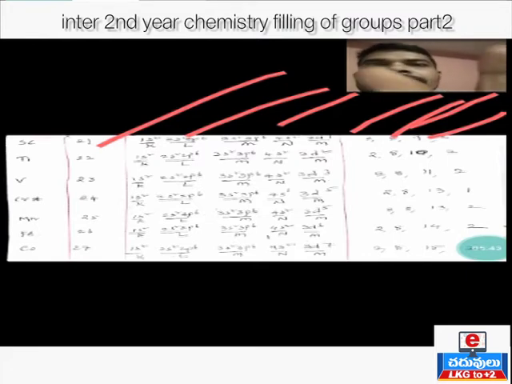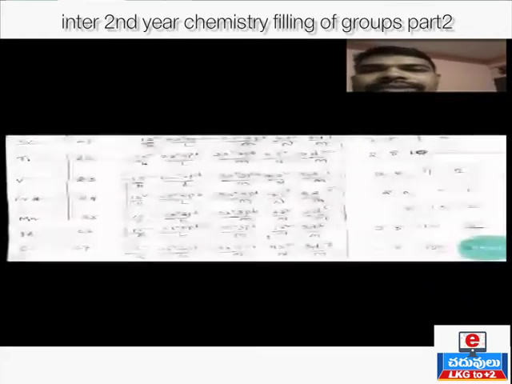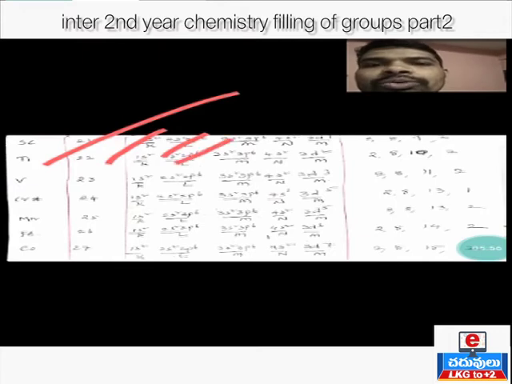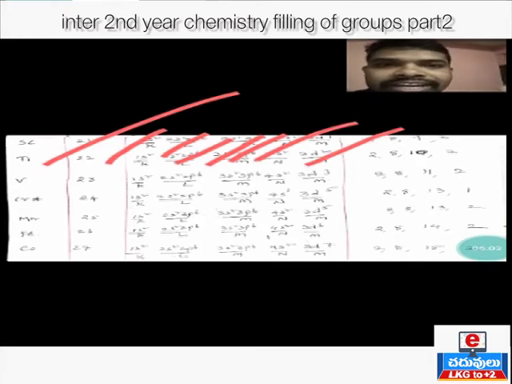Clear? Now coming to titanium. Titanium atomic number 22, that means it contains 22 electrons. Configuration 1s2, 2s2, 2p6, 3s2, 3p6, 4s2, 3d2. In d orbital, up to 10 electrons you can arrange. The maximum capacity of d to hold electrons is 10. So d orbital can take maximum 10 electrons.